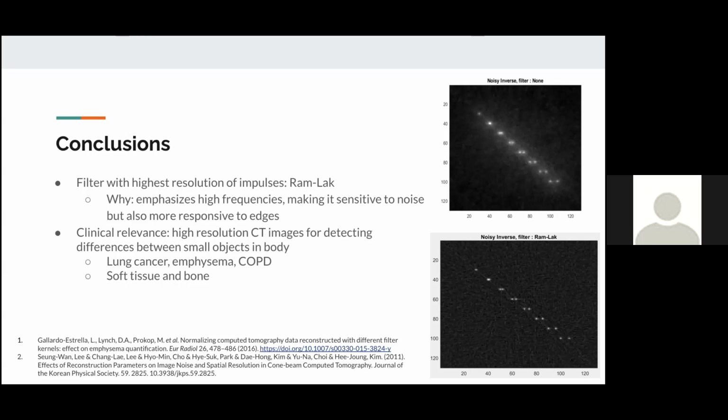Moreover, studies also show the importance of the use of kernel filters in CT screening of patients with lung cancer, emphysema, and other diseases to detect small phenotypic changes in the tissue.